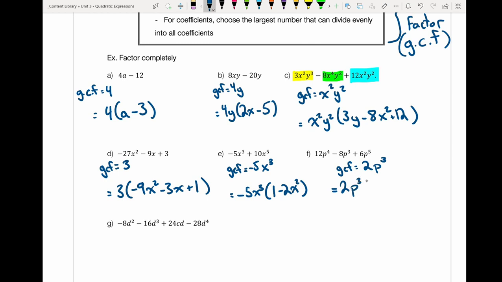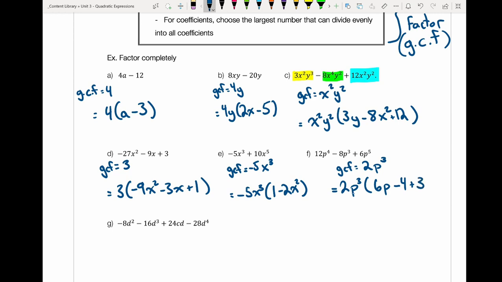So I know what my greatest common factor is. That's going to go outside my bracket. And inside, I need to divide each of these three original terms by this greatest common factor. So 12 divided by 2 is 6. P to the power of 4 divided by p to the power of 3 is just p, or p to the power of 1. Negative 8 divided by 2 is negative 4. P to the power of 3 divided by p to the power of 3 cancels out completely. And then I have 6 divided by 2, which is 3.